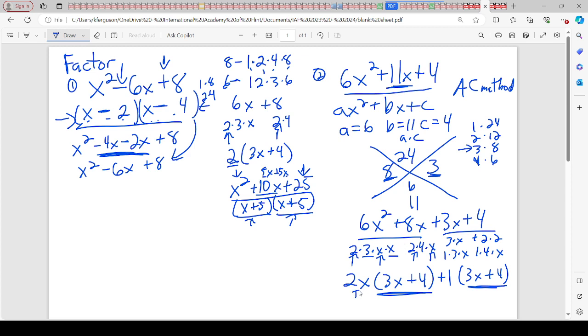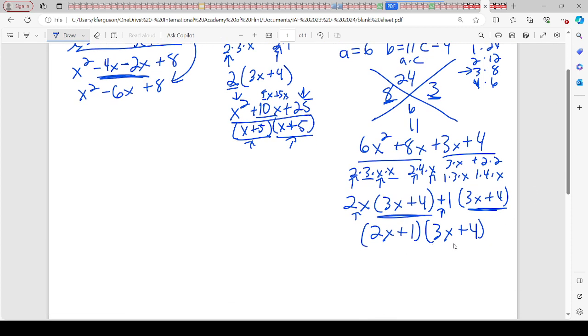So now I write down the two numbers that are outside of the parentheses, 2x plus 1, that is my first binomial, and then I write down the numbers in the parentheses, 3x plus 4, that's my second. Factors, if I multiply these two things, I get 6x squared plus 11x plus 4.